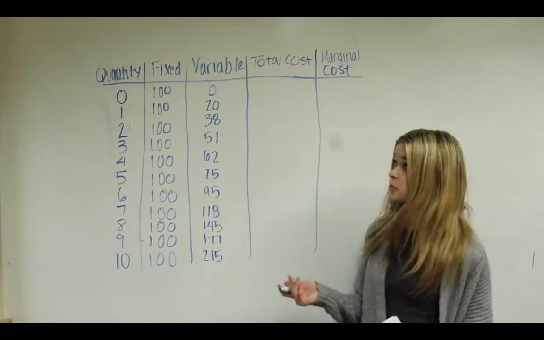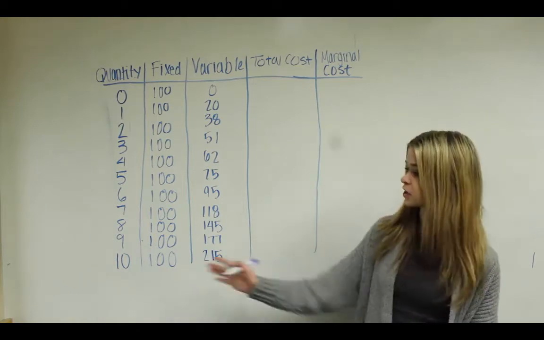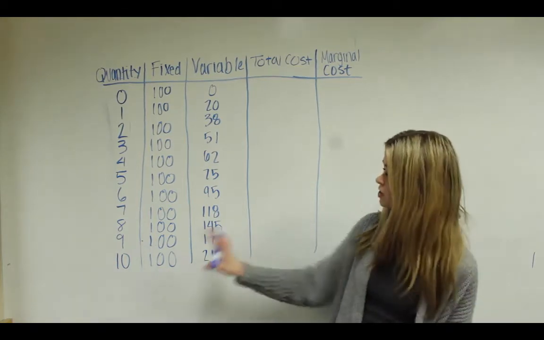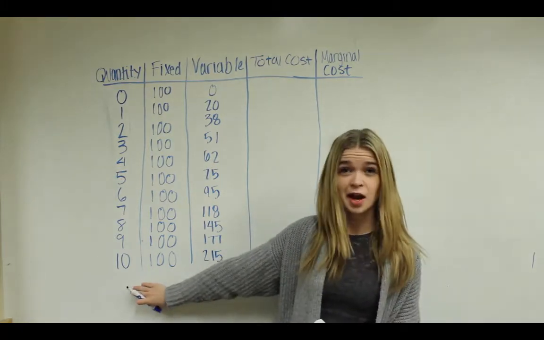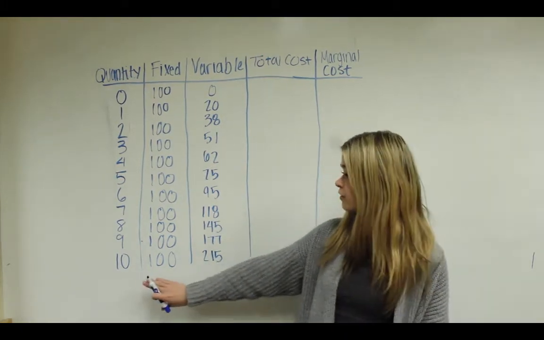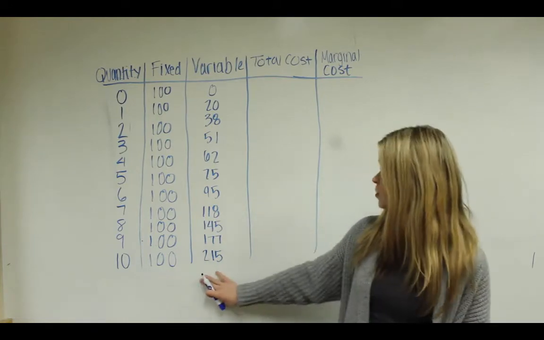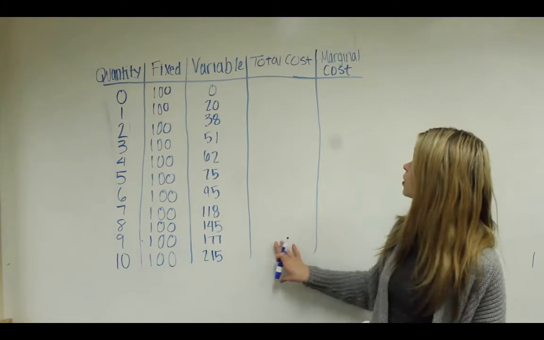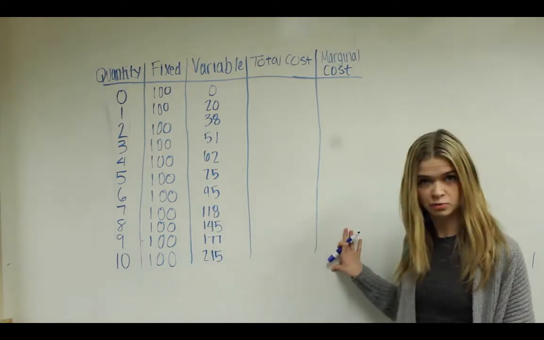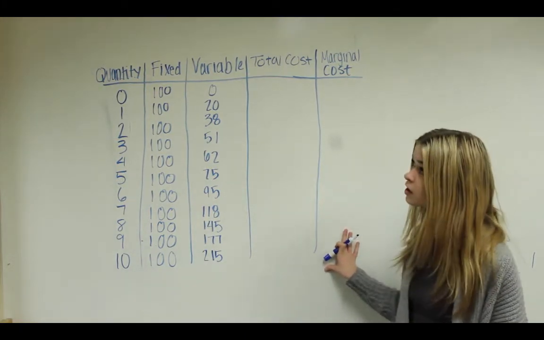Alright, so we're going to be working on cost curves today. What I've written down on this board is different columns for different categories. We have quantity, which is the same thing as output or units. We have fixed costs, variable costs, total costs, which we haven't found yet and we'll be solving for, and marginal costs, also, which we haven't found and we'll be solving for.